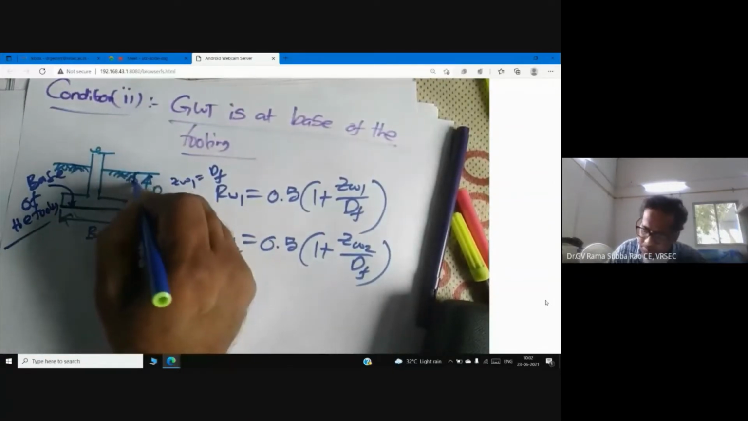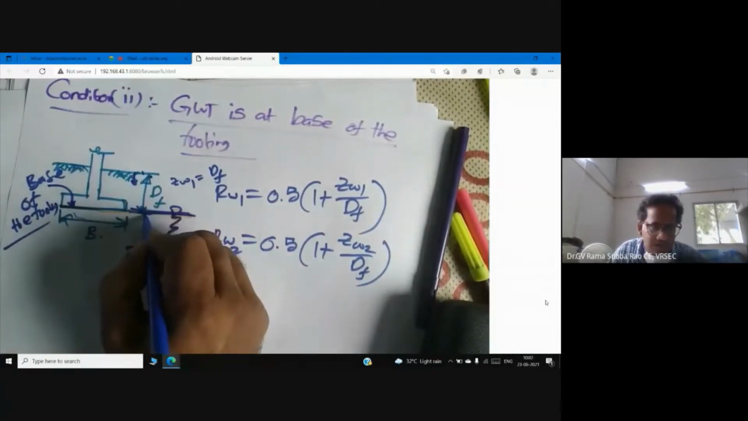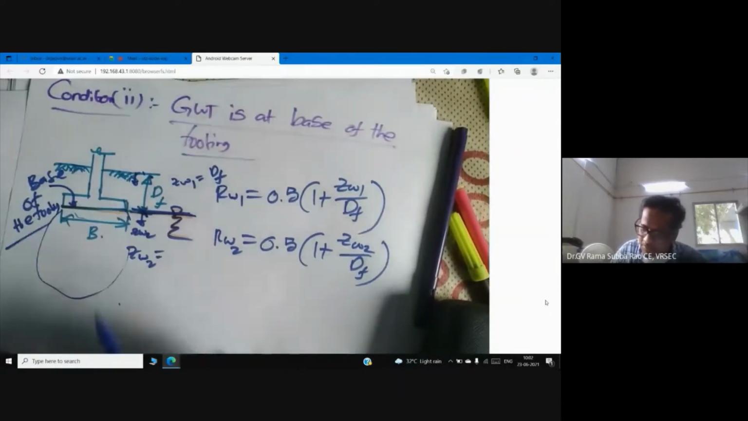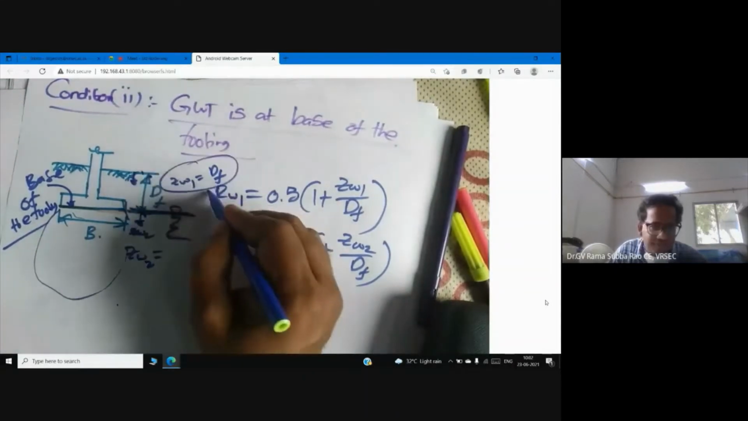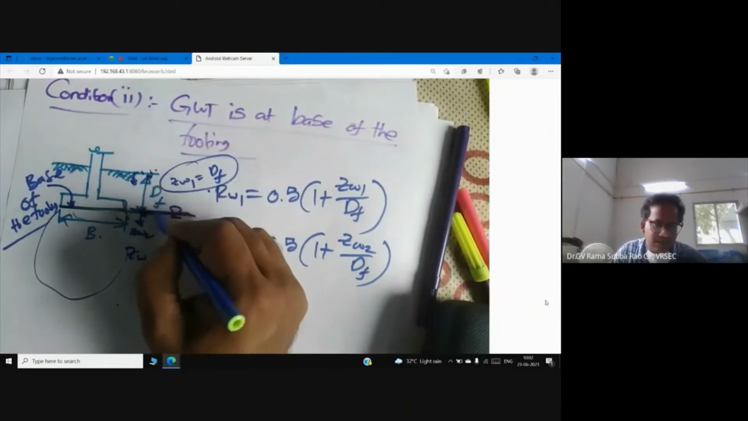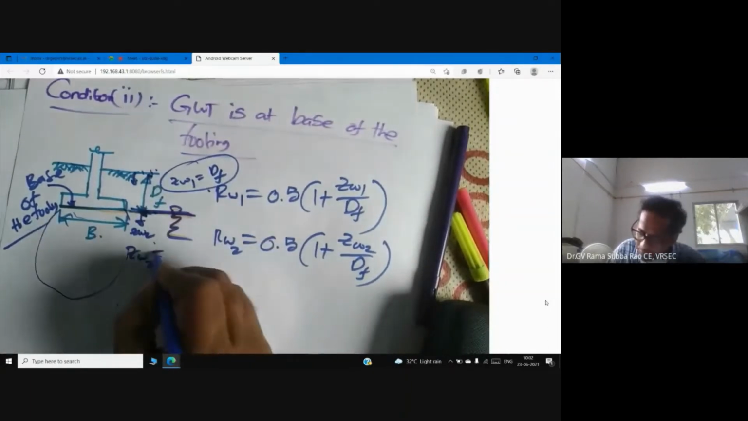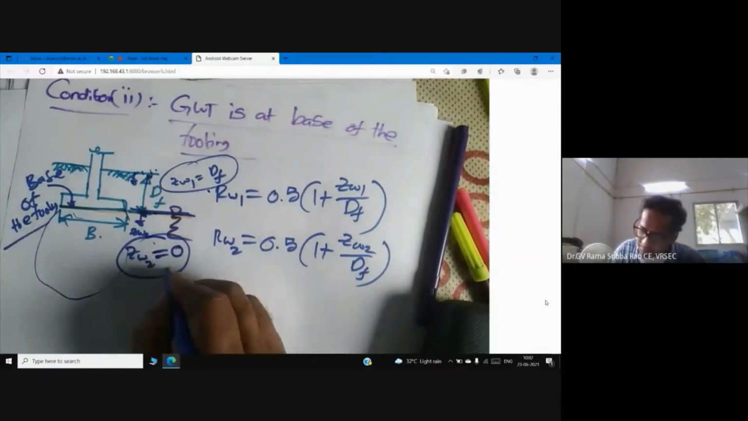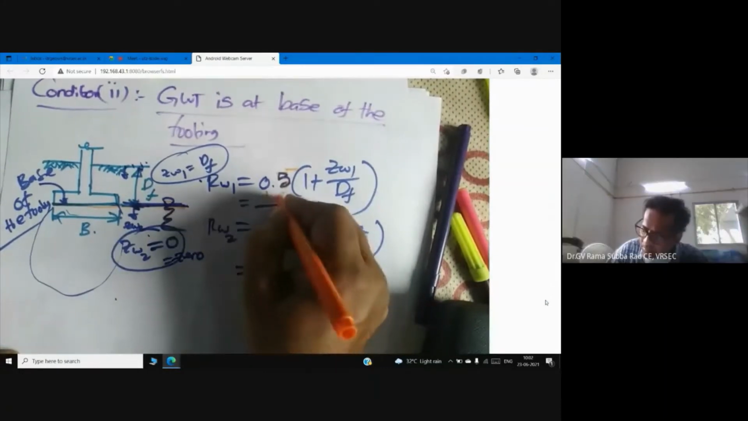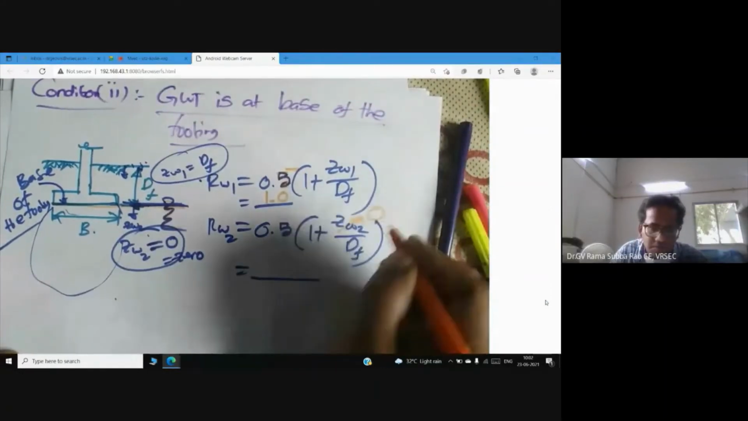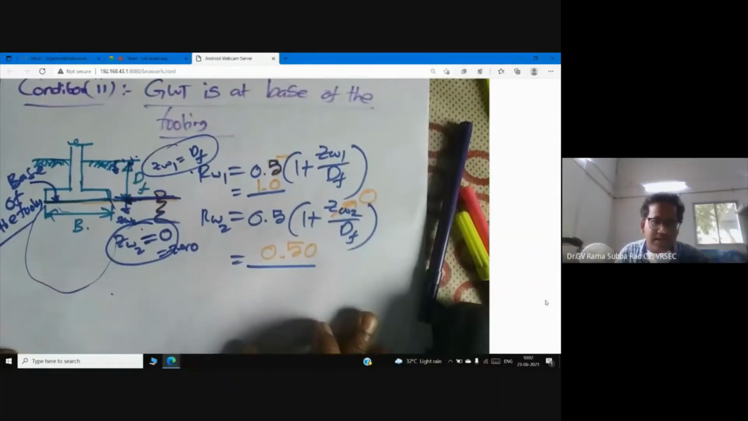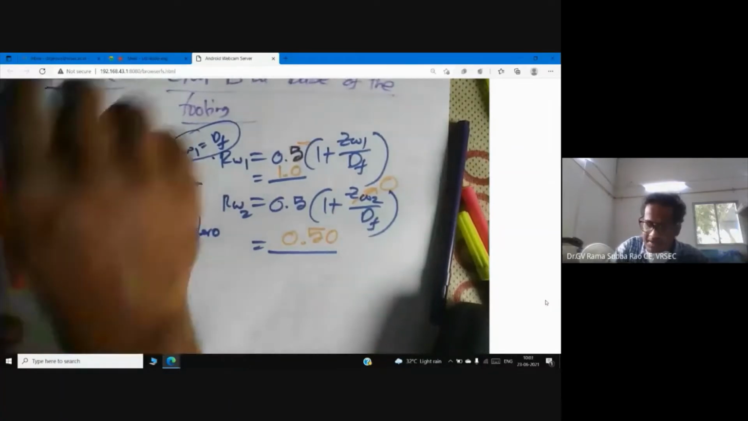Z_w1 starts from ground level, ends with depth. Whereas you see Z_w2 starts from the base of the footing, it ends with the influence of width. So Z_w1 is D_f because there is no water table here. The water table is at the base. Z_w1 is equal to D_f. What about Z_w2? Can anyone tell me? Z_w2 is 0. So R_w1 is 1. What is R_w2 if Z_w2 is 0? 0.5. Absolutely correct.